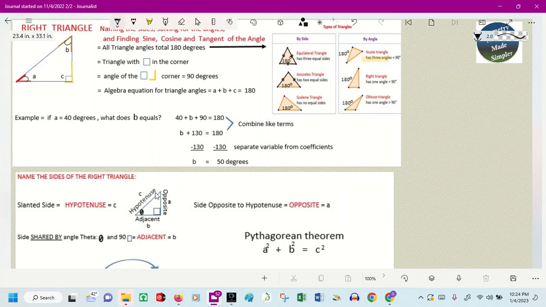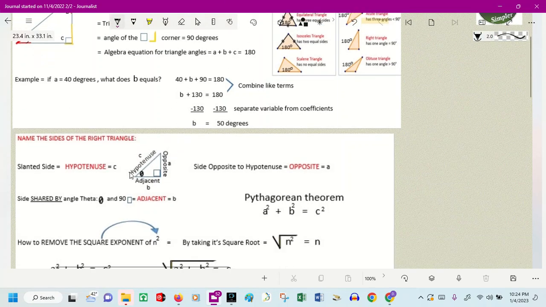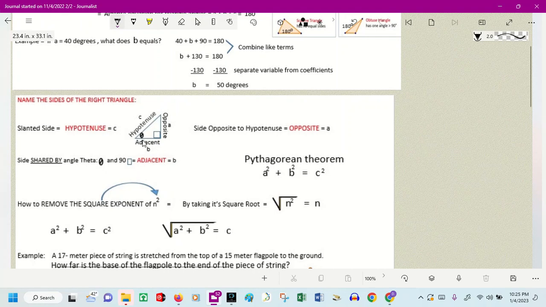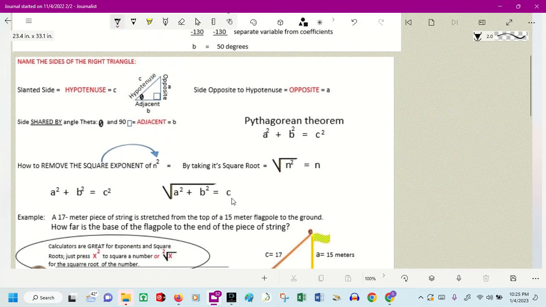Then learn the names of your sides, knowing your adjacent side is the side that holds the angle you're looking at and the 90-degree angle. That verifies what side your 3 points are, and you use the Pythagorean theorem to find the missing length of any side. Very simple. Once you have that, you take the square root of that answer in order to find your missing side.